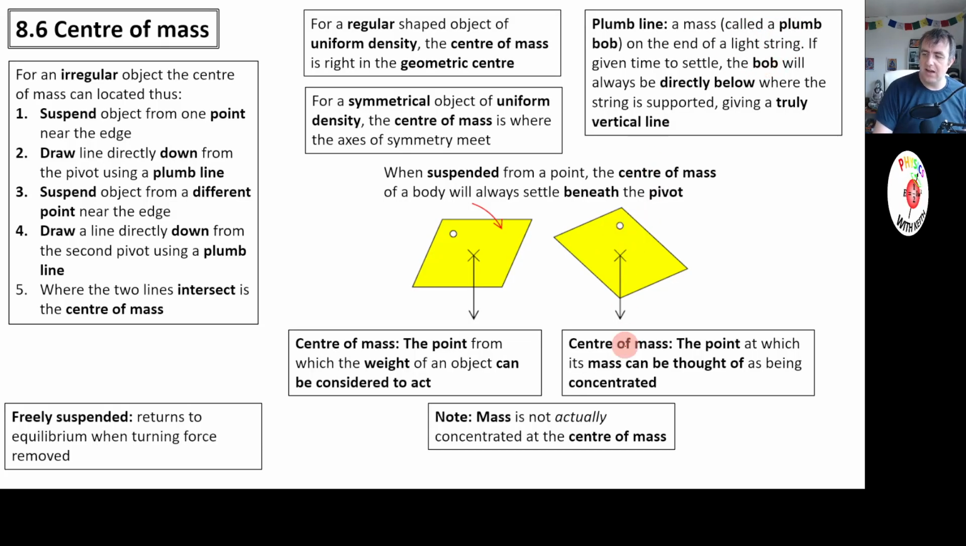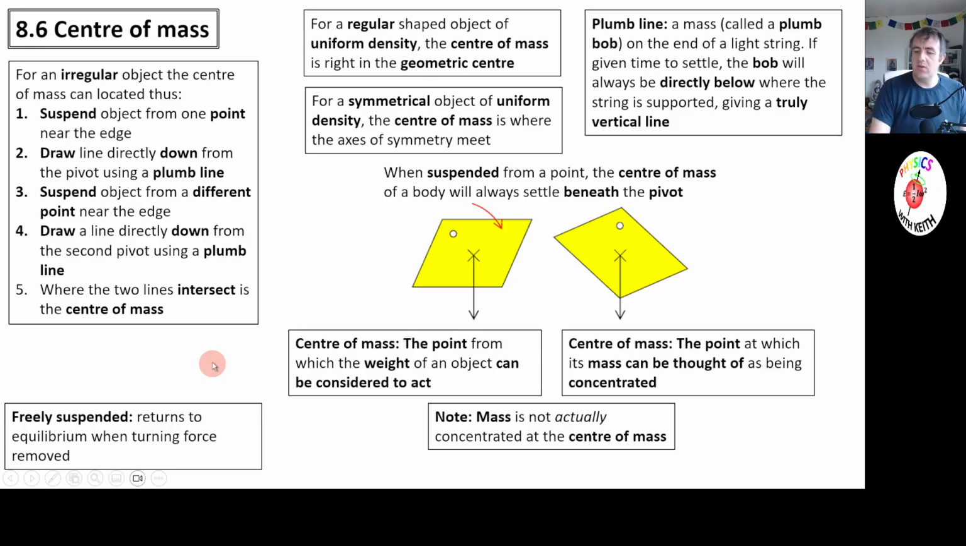If I drop that down so I know what is directly vertical beneath the pivot and draw a line along that plumb line, I know that the centre of mass is somewhere along that line. Then if I do the same thing from a different point, I will have two lines, and where they cross, the centre of mass is found. And that's what these instructions say. You can read them yourself.